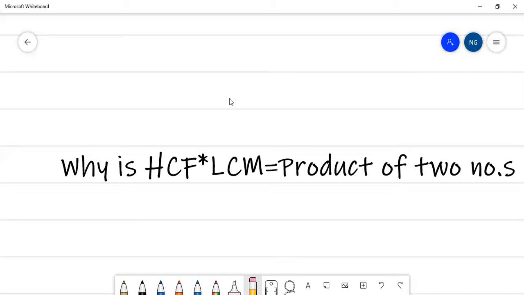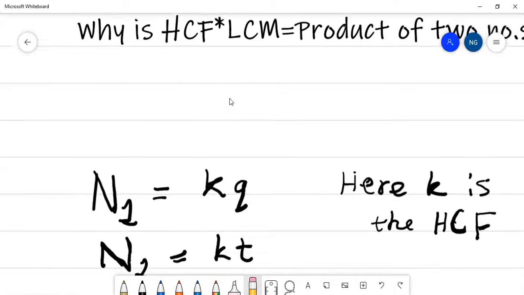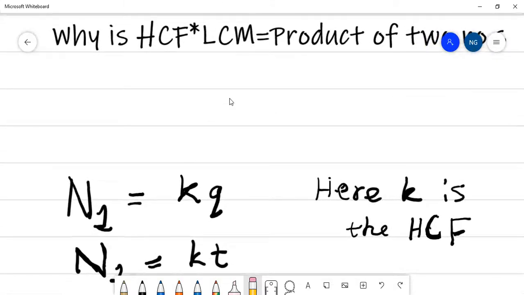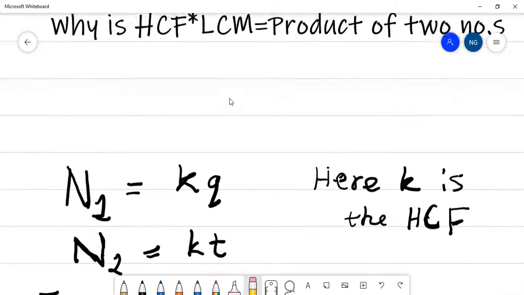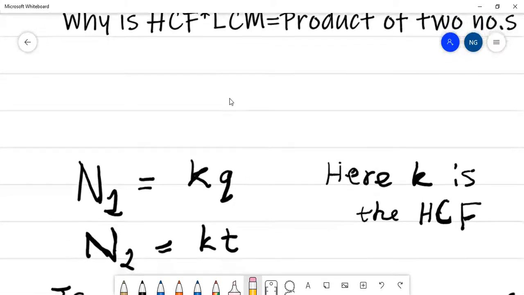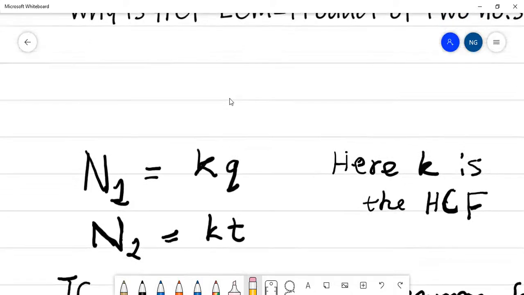So the proof goes as follows. We take two numbers n1 and n2, and here k is the HCF of them. HCF, highest common factor. So common factor means that the HCF divides both the numbers. So n1 is equal to k into something, let it be q, and n2 is equal to k into something, let it be t.